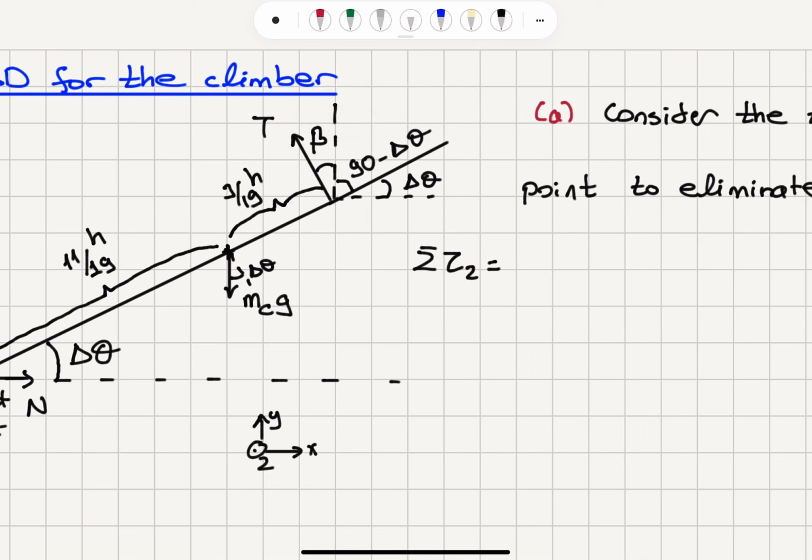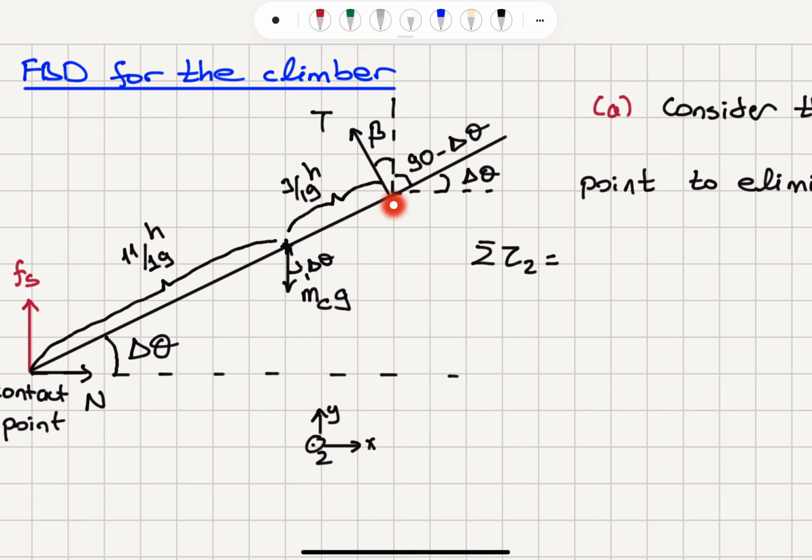Now, what is the perpendicular component of the tension? The tension makes an angle with respect to the body of the climber, beta plus 90 minus delta theta. Therefore, the perpendicular component will be T sine of (beta plus 90 minus delta theta). And it is applied at a position 14/19 h with respect to the contact point. So r cross F, or r multiplied by T sine of the angle with respect to the body, will give us the torque.